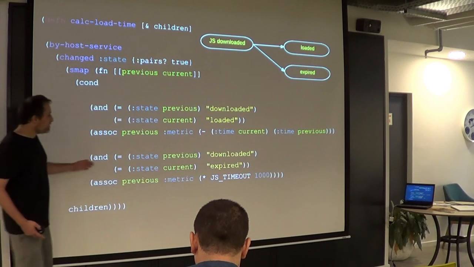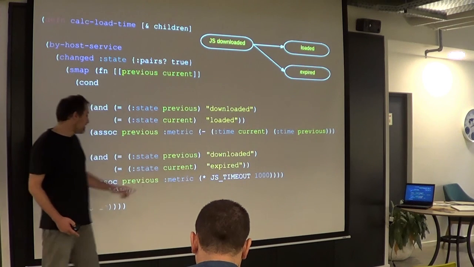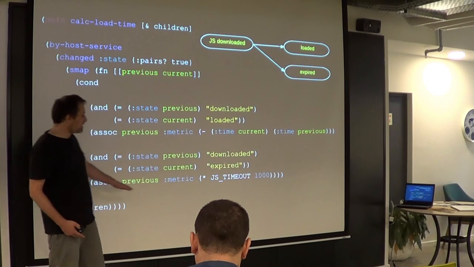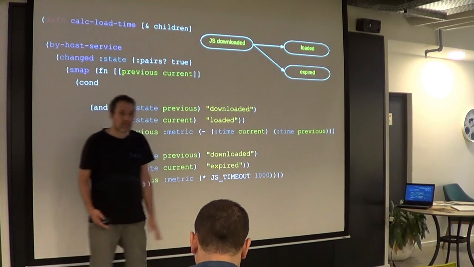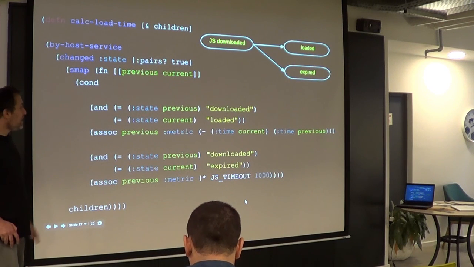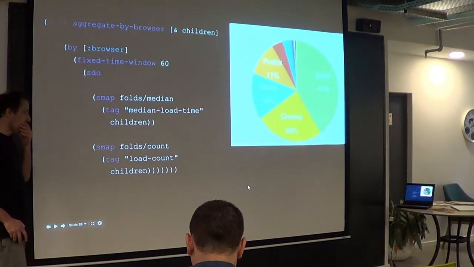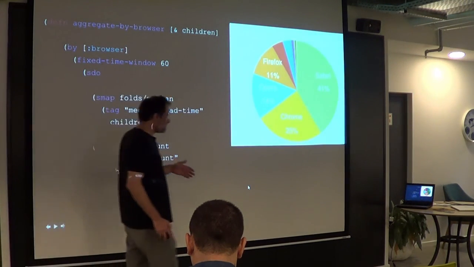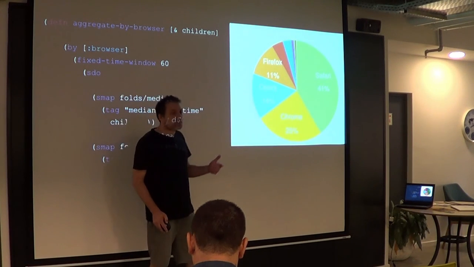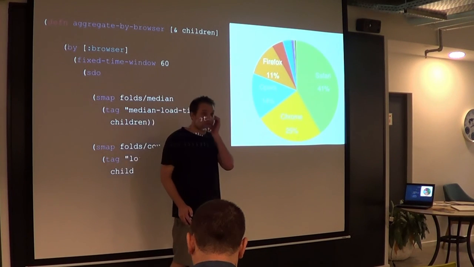And then if the previous state equals downloaded but the current state equals expired, then pass on the previous event, but this time change the metric to the timeout value in milliseconds. So this is one stream. The next stream after it does the aggregation. So this is for example a pie chart showing, for a certain time range, which browsers had timeouts. Okay.